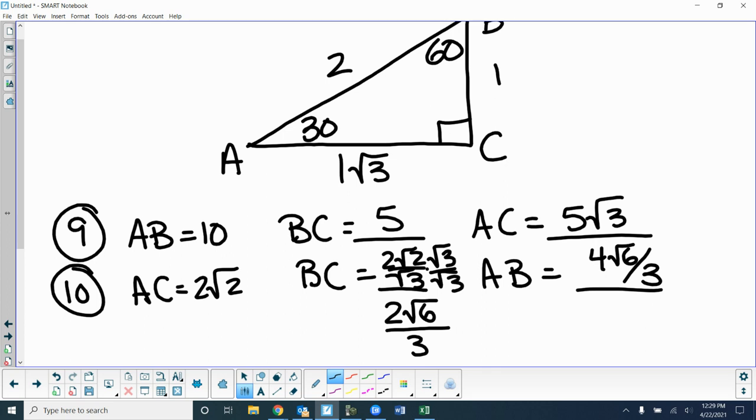Radical 2 and radical 3 don't cancel each other out. No, they're 2 different numbers. Oh. Alright, so that was radical 2. Yeah, if it was radical 3, you're right, it would have been 2.